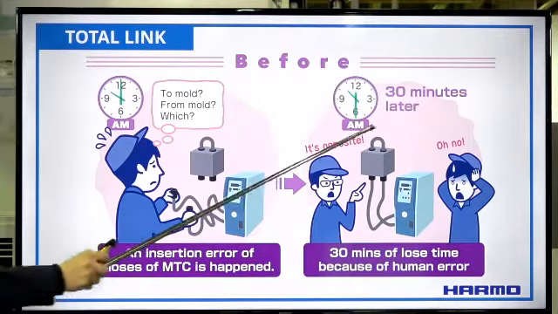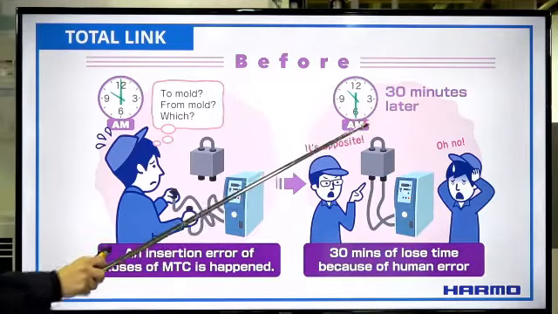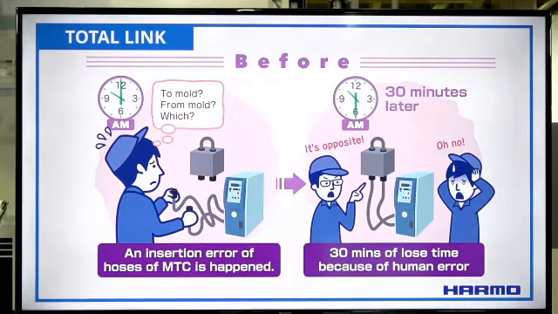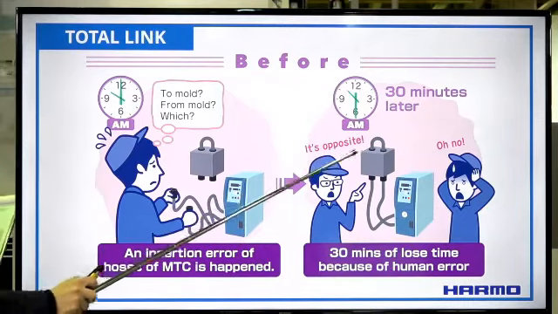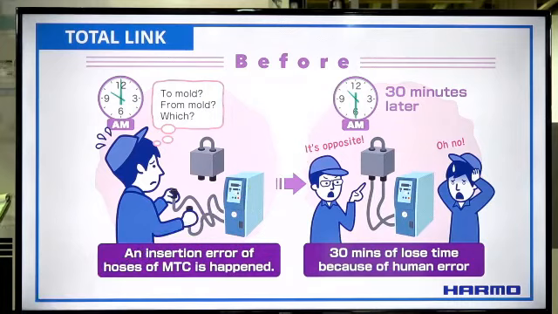30 minutes later, the temperature of the mold does not reach the set temperature because of long plumbing. He cannot start the production as scheduled. There is 30 minutes of waste time.